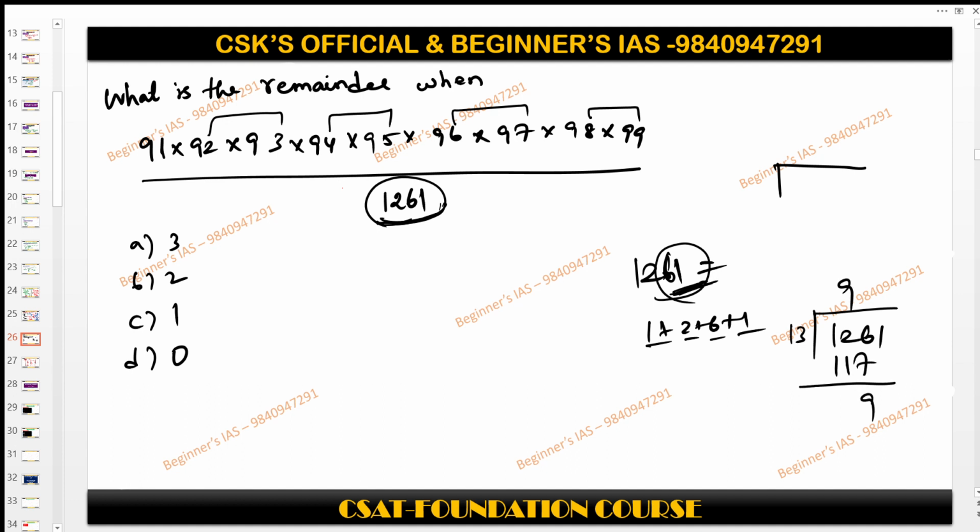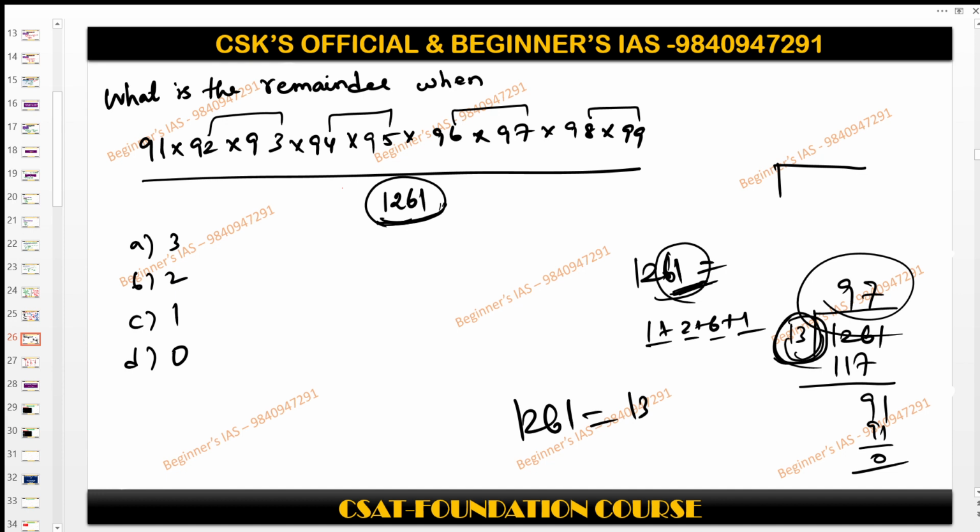Then here 13 sevens are 91, remainder 0. Can we say 13 is one factor? Yes, sir. 97 is another factor. 13 is one factor, obviously 97 is also another factor. Clear? Yes, sir. So this 1261 is expressed as 13 into 97.